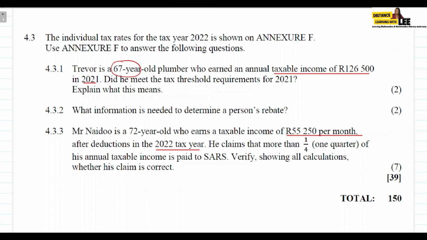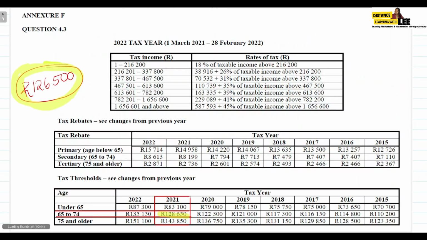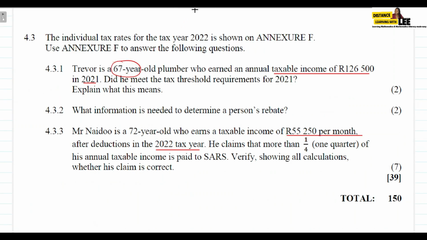So in this case, Mr. Naidu is saying that a quarter of his annual income is paid to SARS. That is what he's saying. So we need to verify if his claim is correct by calculating how much tax he is charged using the information given to us in Annexure F. Before we can get started, we need to determine how much Mr. Naidu makes. What is his annual taxable income?